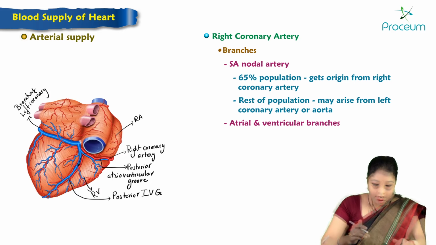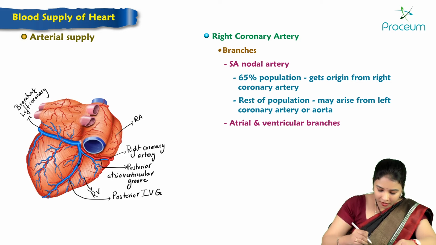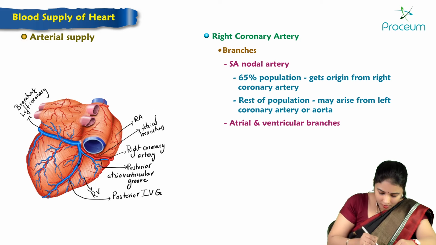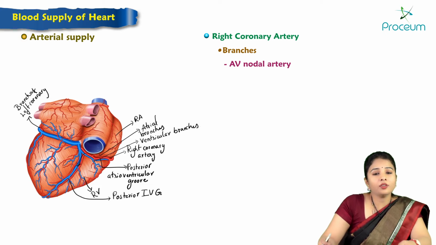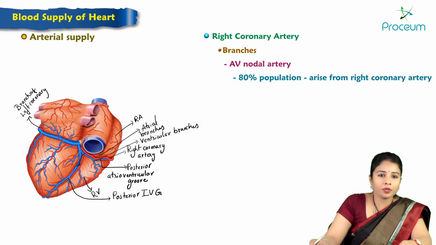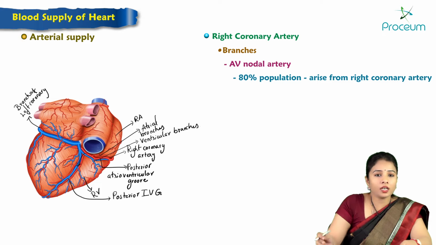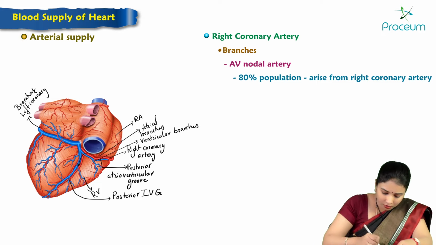AV nodal artery. So here we can see the atrial and ventricular branches from the posterior side. These are the atrial branches, and these are the ventricular branches. And the AV nodal artery, in 80% of the population, arises from the right coronary artery. So usually it arises here from the right coronary artery.